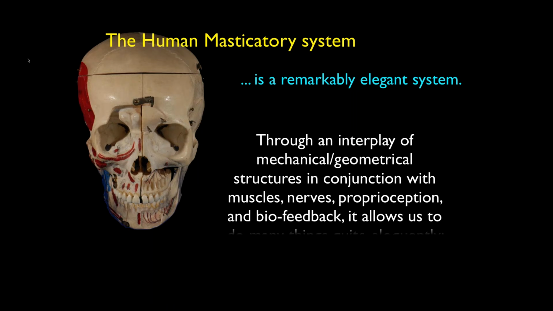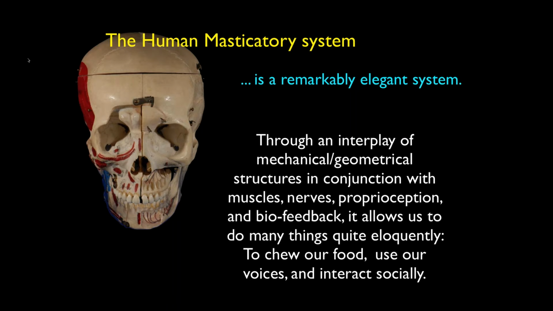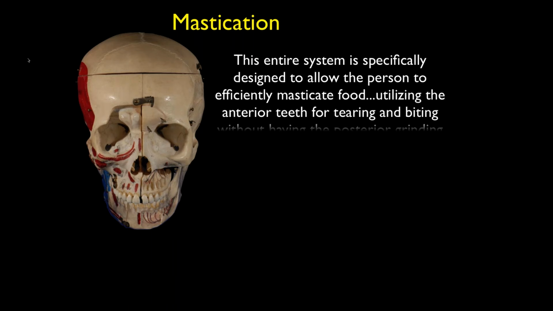But the human masticatory system is a remarkably elegant system. Generally, I don't read a lot of my slides, but this one I think is quite powerful. Through an interplay of mechanical and geometrical structures in conjunction with muscles, nerves, proprioception, and biofeedback, it allows us to do many things quite eloquently, to chew our food, to use our voices, and to interact socially. So there's a lot going on in this area that we work with every day. We can improve people's lives. We can really mess up their lives, not just physically, but socially, if we screw up their case, for example. But when it comes to mastication, the entire system is specifically designed to allow the person to efficiently masticate food.